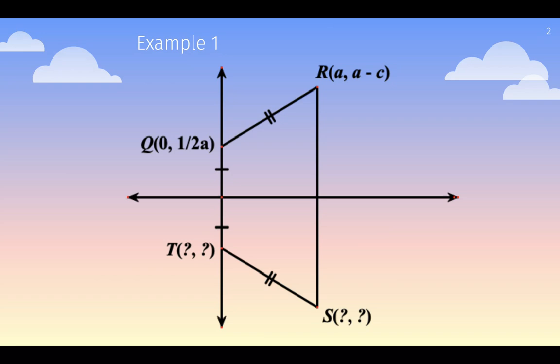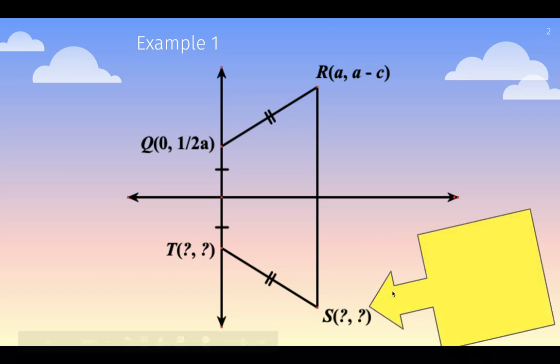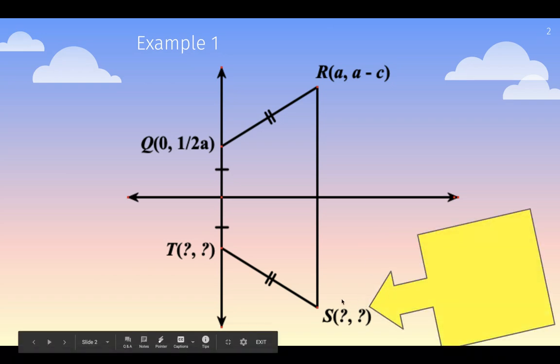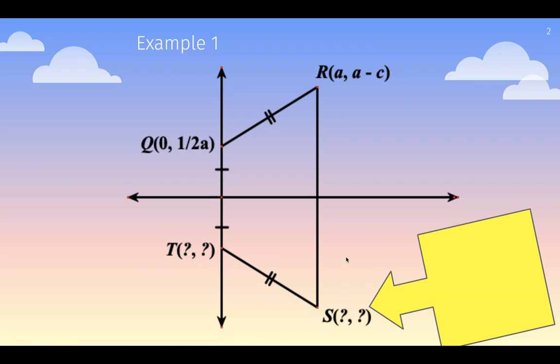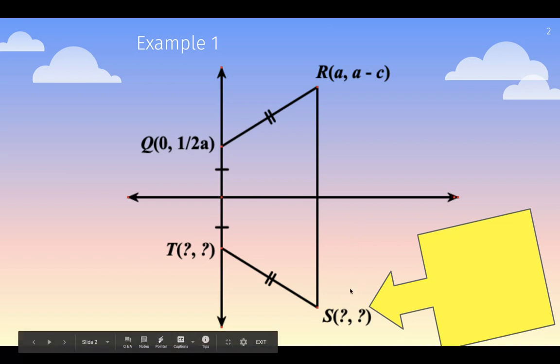So the first thing to do is let's go ahead and look for the coordinates for point S. Okay, take a look at our diagram. What kind of shape do we have here? Well, these are congruent sides, and this looks like it's parallel to that. So this looks a lot like an isosceles trapezoid. So let's look for the coordinates of S.